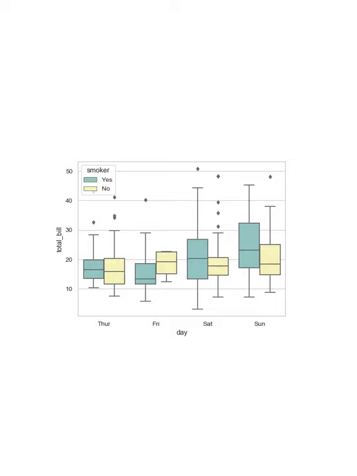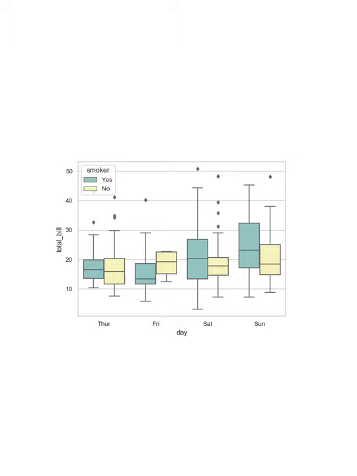Let's say you work at a restaurant, and this is the average bill depending on whether or not the customers are smokers. Yes is the dark color, no is the light yellow, and the bill is how much they actually pay while they are there. And it's split up between Thursday, Friday, Saturday, Sunday.